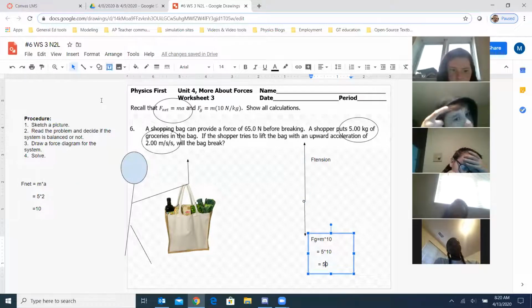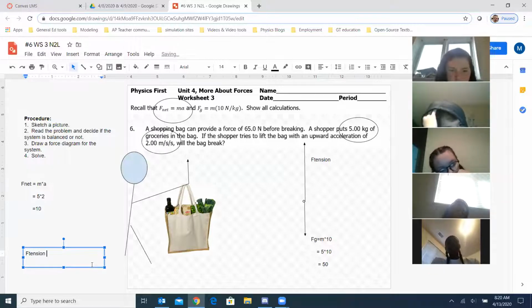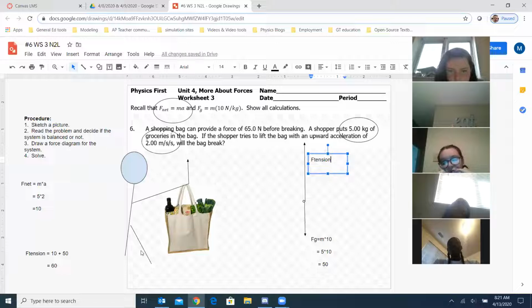So let's see if we can do a calculation there. The force of tension is bigger than the gravity force by 10. So it's going to be 10 plus 50. And so when you solve this, you end up getting 60. So the tension force is 60. We're not really done with this.